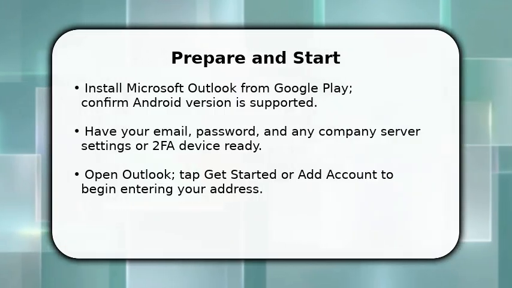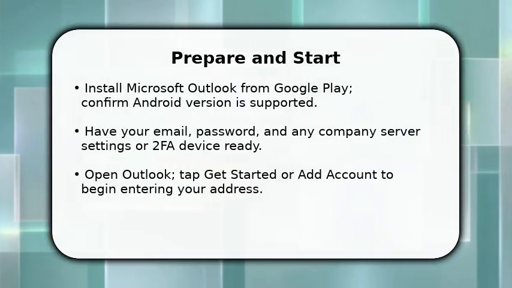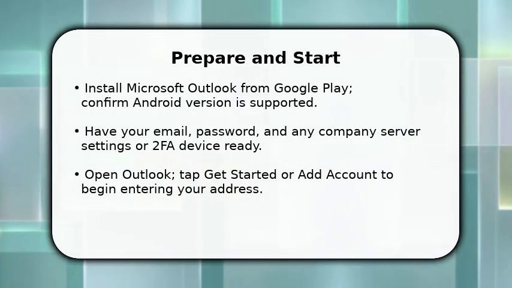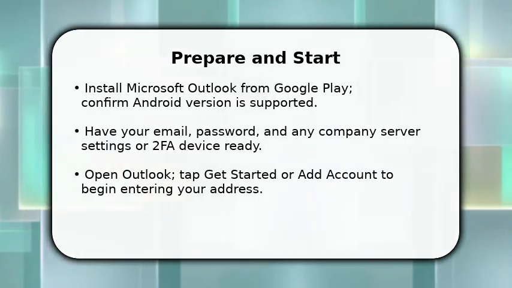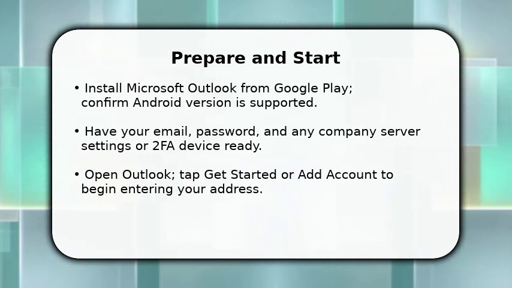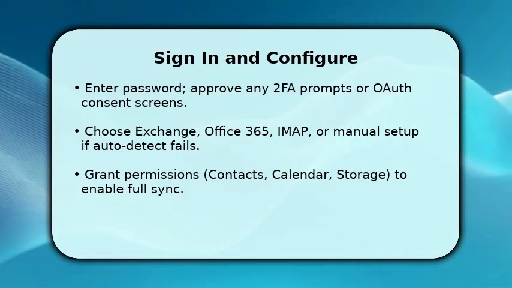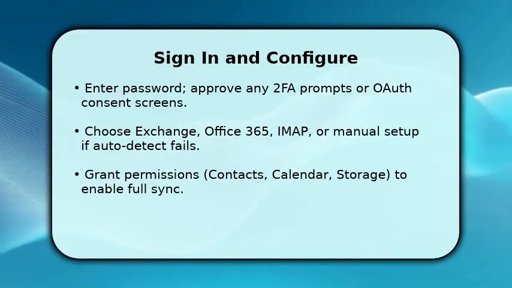Make sure you have your password and any two-factor device nearby. Without those, you'll hit a verification step and pause the process. Proceed when ready to enter credentials. After entering your password, you may see a two-factor prompt or a Microsoft consent screen. Approve it so Outlook can access mail and calendar.